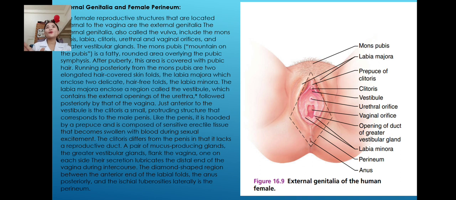Like the penis, it is hooded by a prepuce and is composed of sensitive erectile tissue that becomes swollen with blood during sexual excitement. The clitoris differs from the penis in that it lacks a reproductive duct. A pair of mucus-producing glands, the greater vestibular glands, flank the vagina, one on each side. Their secretion lubricates the distal end of the vagina during intercourse. The diamond-shaped region between the anterior end of the labial folds, the anus posteriorly, and the ischial tuberosities laterally is the perineum.